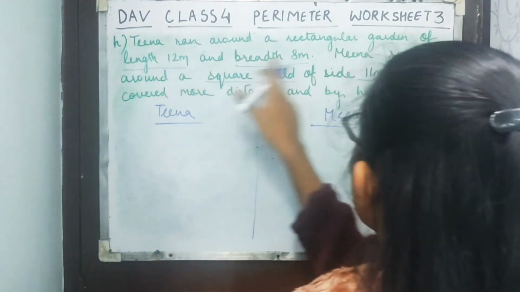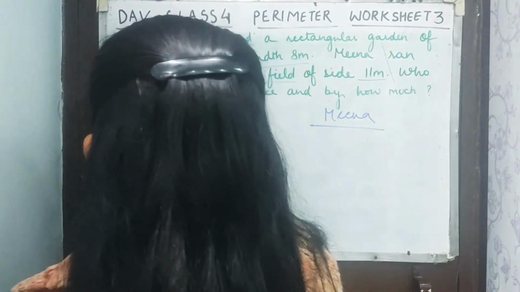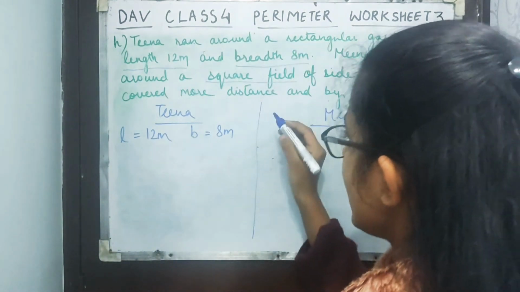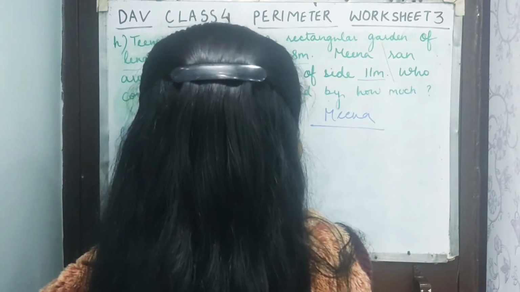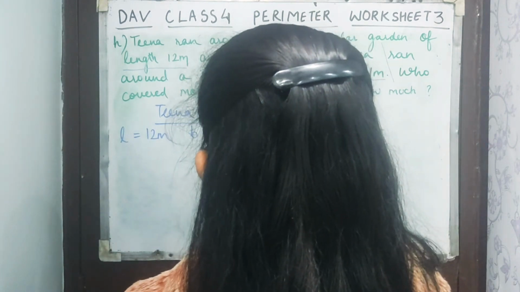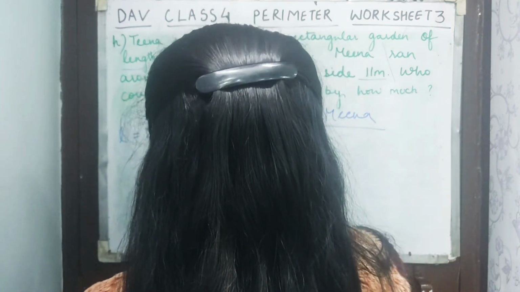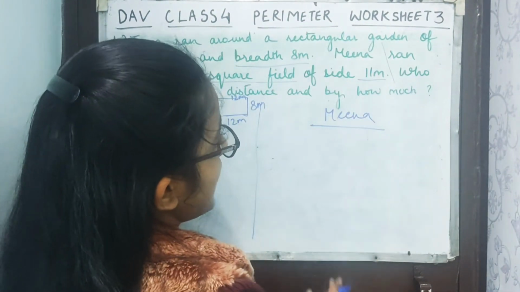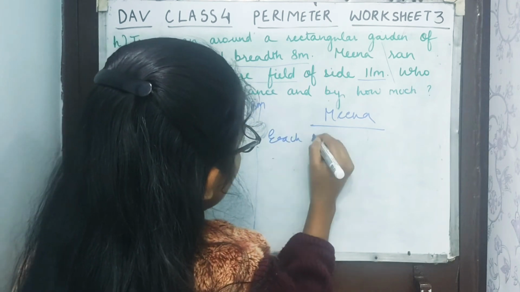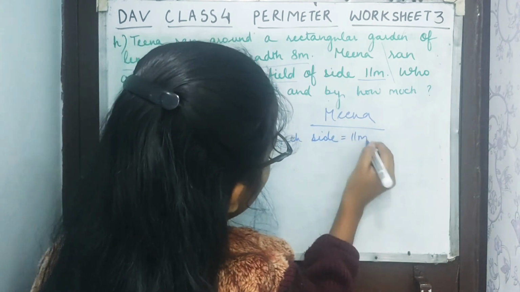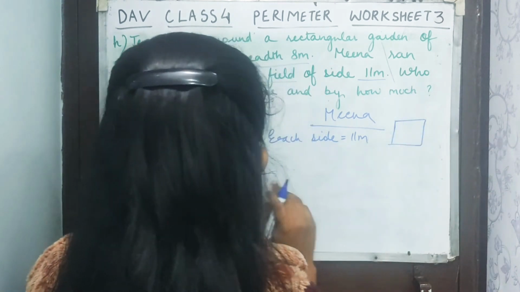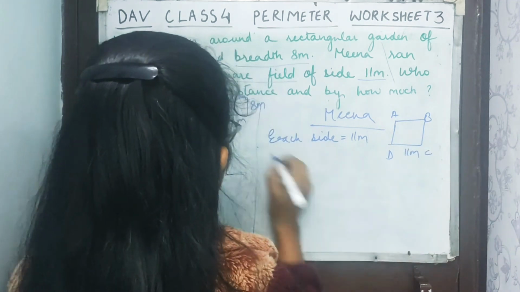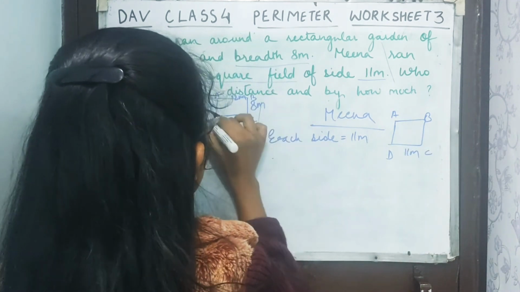So Tina ran around a rectangular garden of length 12 meter, breadth 8 meter. So rectangular garden is there, length is 12, breadth is 8. Breadth is 8 meter, length is 12 meter. This is also 12, this is also 8. Now Meena ran around a square field of side 11 meter. So each side is what? Each side is 11 meter. So square garden is there, and what is the side? 11 meter. Here also you can name it as A, B, C, D.